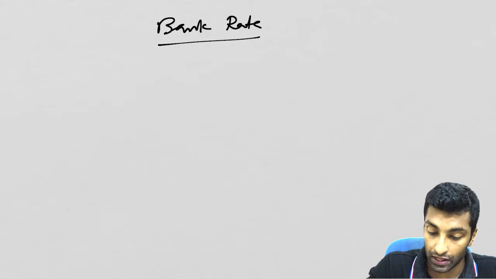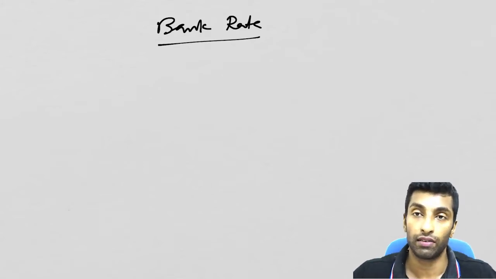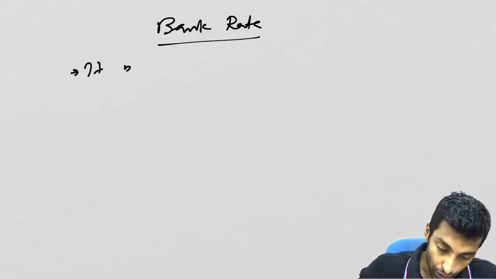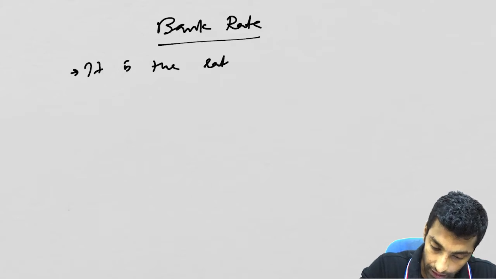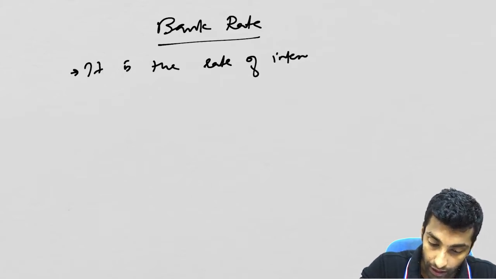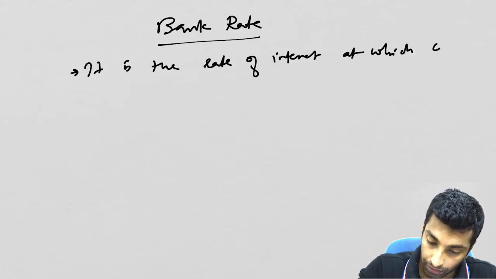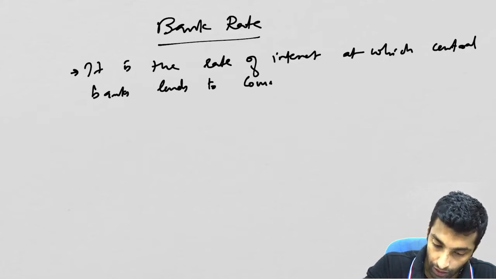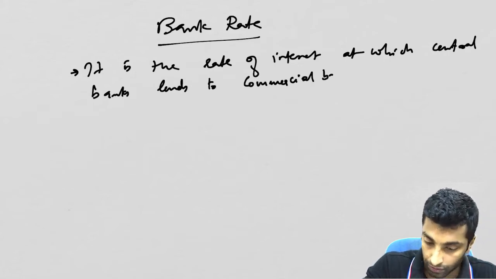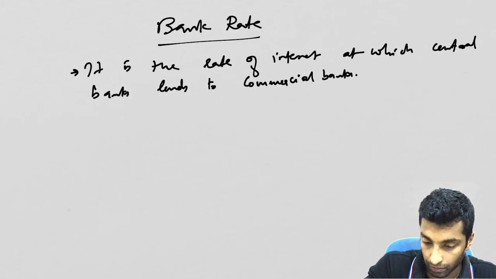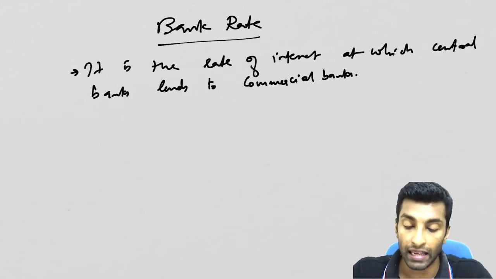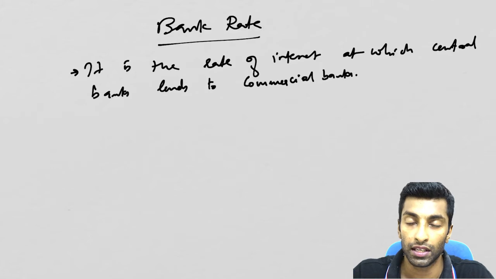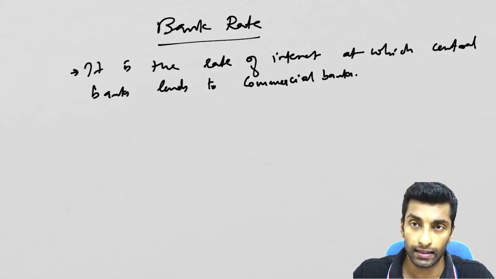Bank rate. So first I'll write down the definition and then I'll explain this. So it is the rate of interest at which central bank lends to commercial banks. So this is the rate of interest at which central banks lend to commercial banks, or this is the rate of interest at which commercial banks can borrow from central bank.